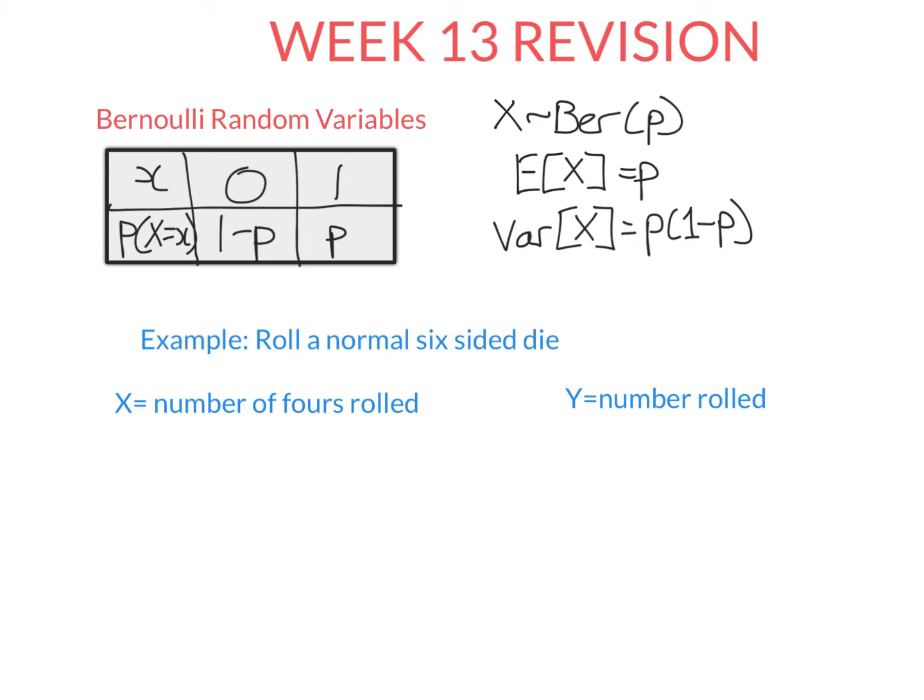Let's say I roll a normal 6-sided die, and I'll define two random variables here, X and Y. X is the number of 4s rolled, and Y is just the number rolled. So Y is not a Bernoulli random variable. The reason is Y can take values 1, 2, 3, 4, 5, or 6. Bernoulli random variables can only take two values. X, on the other hand, is a Bernoulli random variable because it can only take two values.